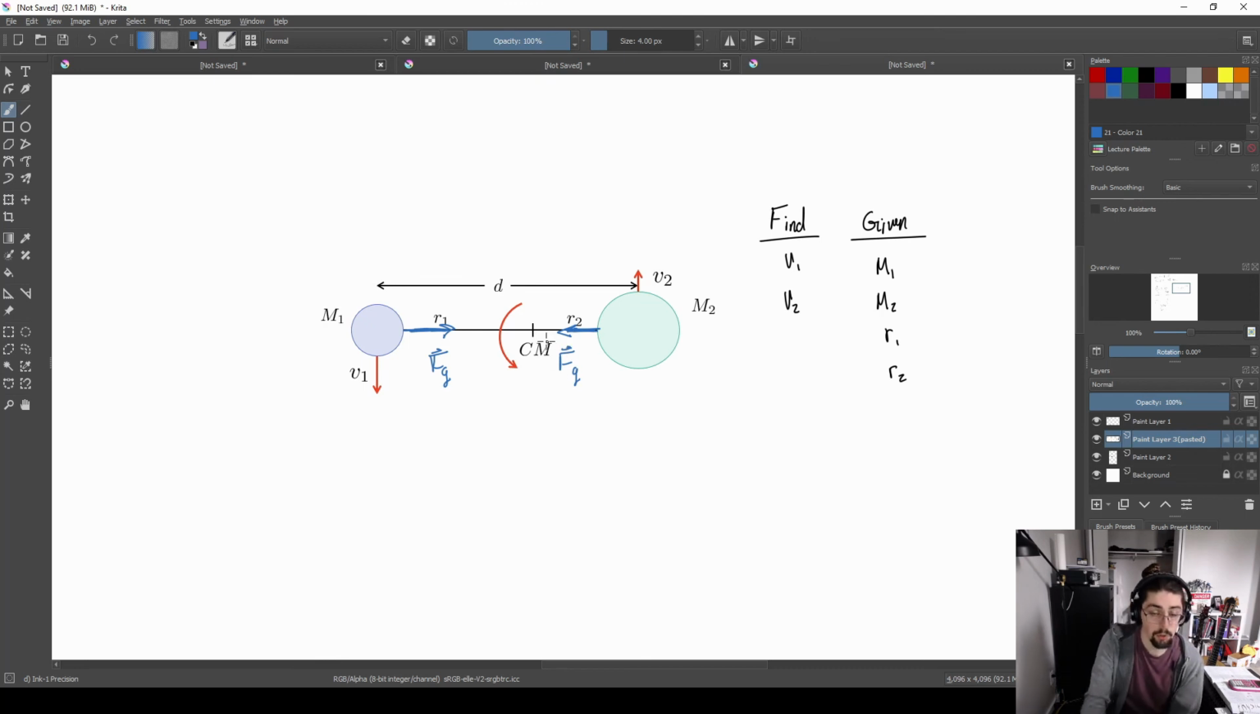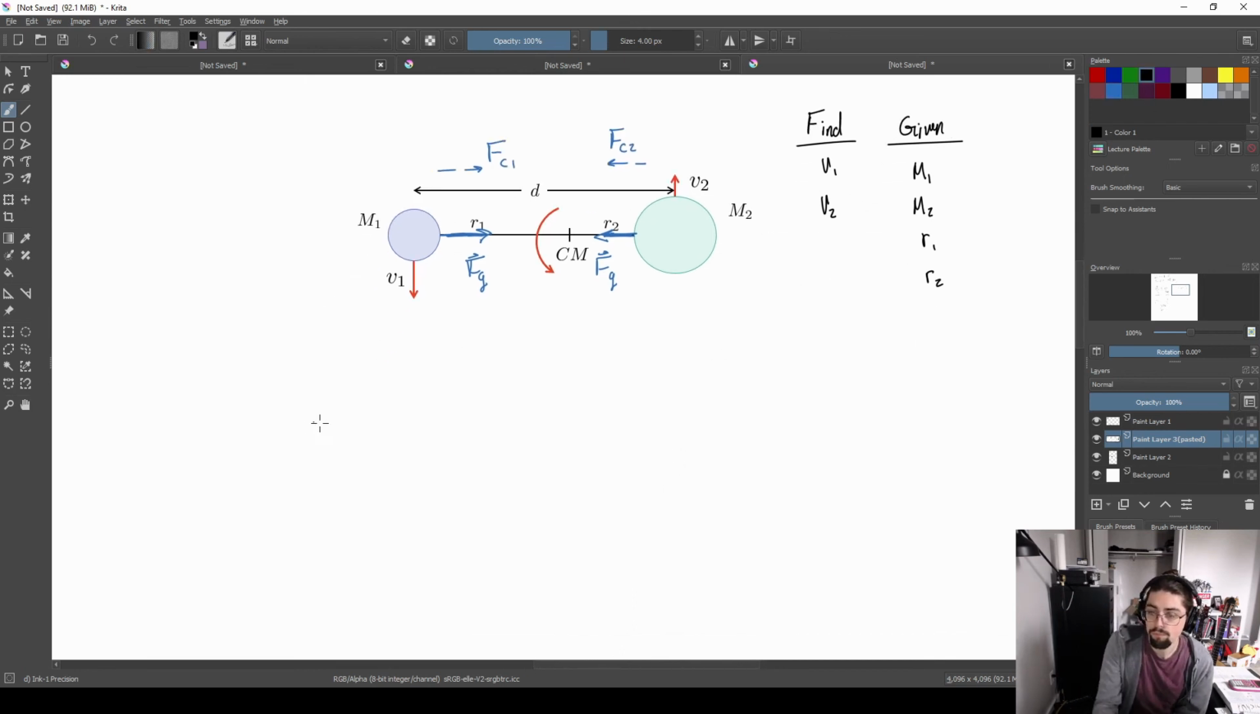Now, each of these is stuck in a circle. That means that each of them needs a centripetal force. How much centripetal force they need does depend on each star, though. It is not the same, well, it is kind of the same centripetal force, but let's talk about that. Let's label these slightly differently. I'll call this FC1, and I'll call this FC2. We'll talk about that in just a second here.